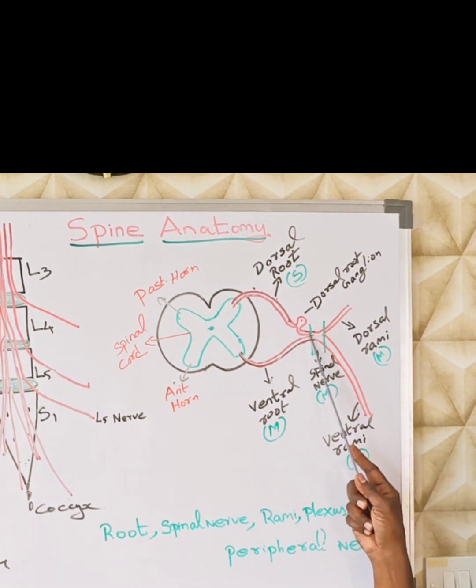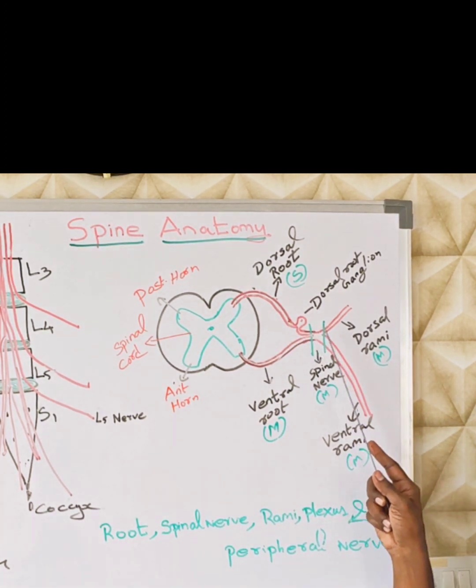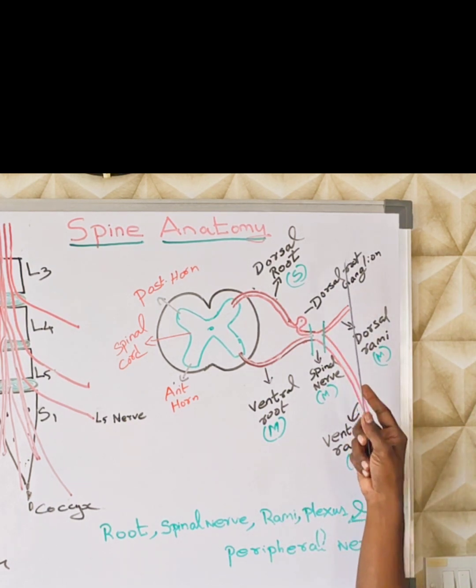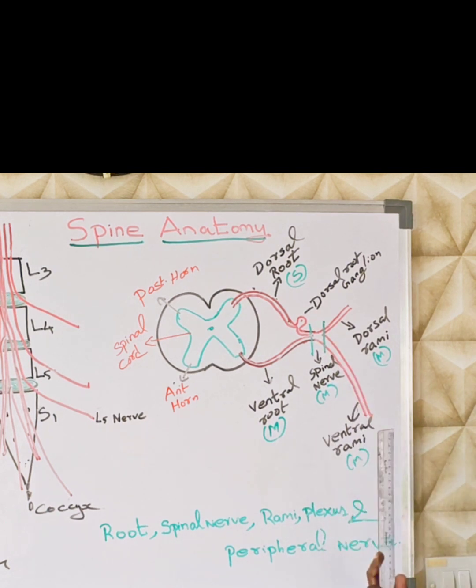From there, it becomes a mixed spinal nerve, and that spinal nerve will divide into two rami. One is the anterior rami, the other is the posterior rami. The anterior rami, if it is at the lumbar level, forms the lumbar and lumbosacral plexus. If it is at the cervical level, it forms the cervical plexus. Okay. At the thoracic level, it doesn't form any plexus.